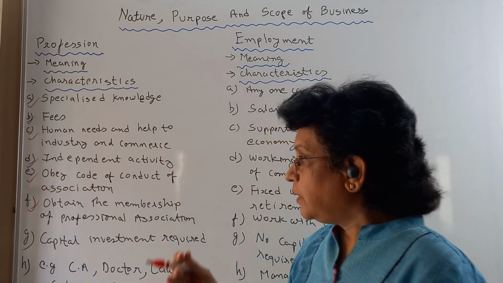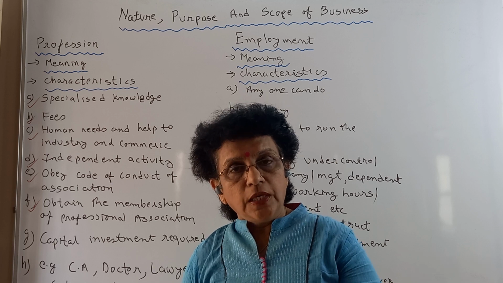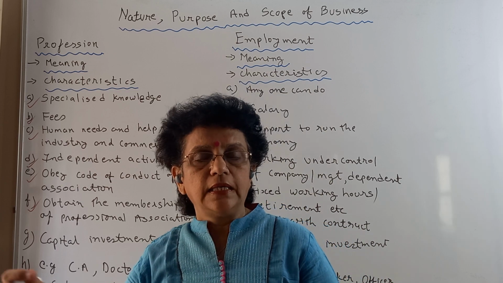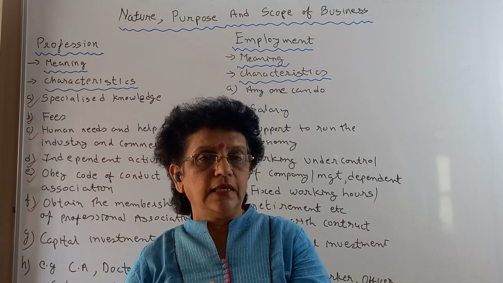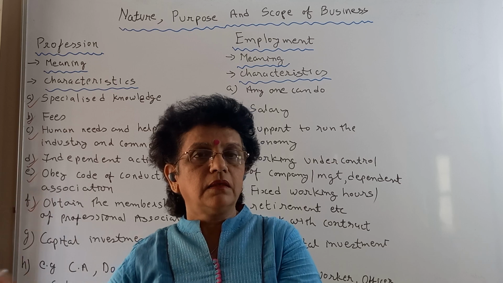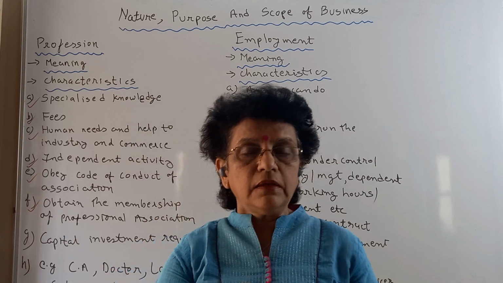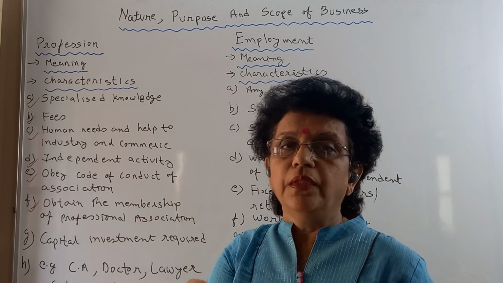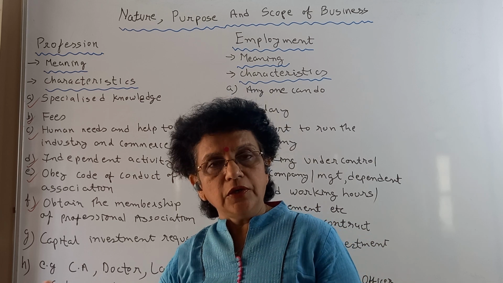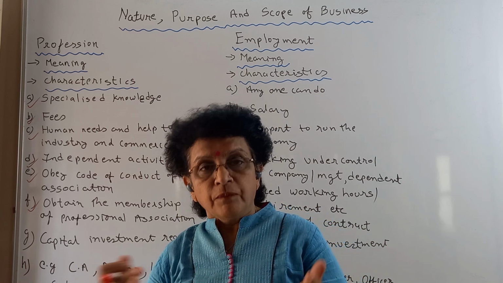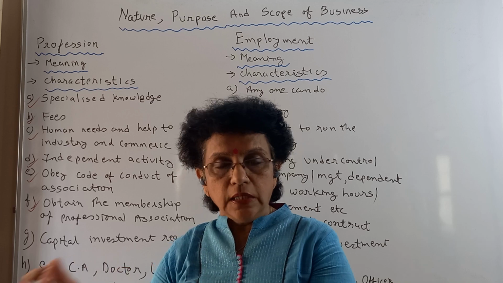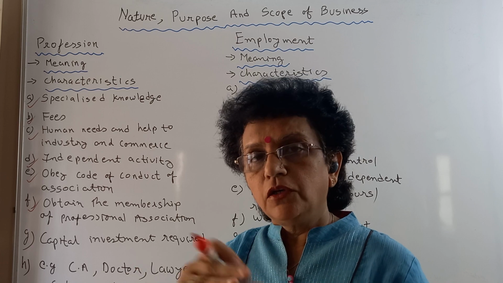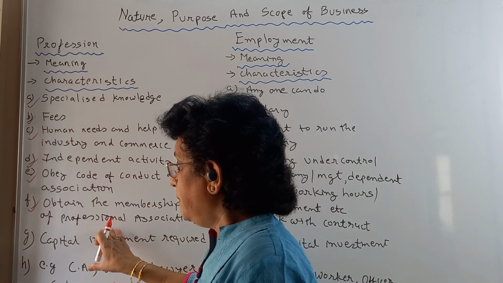Obtain the membership of a professional association. When you want to be a chartered accountant, you have to complete all three levels of chartered accountancy: foundation, then the second level, intermediate, and the third, CA final. When you complete them, you are allotted a membership number. With that membership number, you have to work as a chartered accountant. If you do something wrong or illegal as per the norms of the government, your membership number will also be taken back.